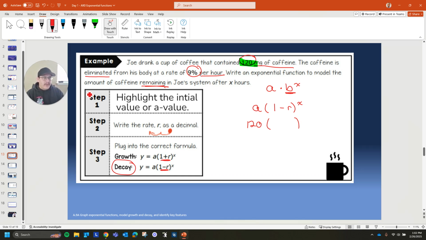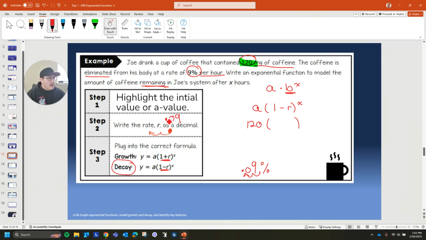Now we need to write the rate. The rate is 9% per hour. We need to turn that into a decimal. If you forgot how to turn percentages into decimals, there's two ways. One of those ways is taking 9% and then moving its decimal place to the left twice. And then any gaps that you see, fill in with zeros. So we have 0.09 as a decimal.